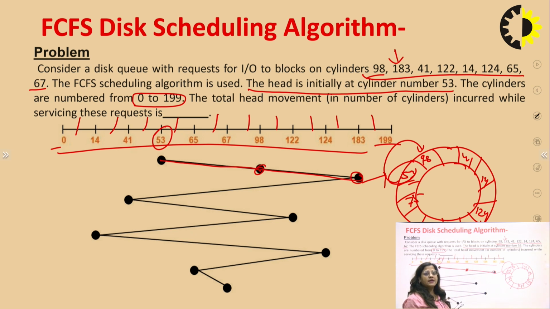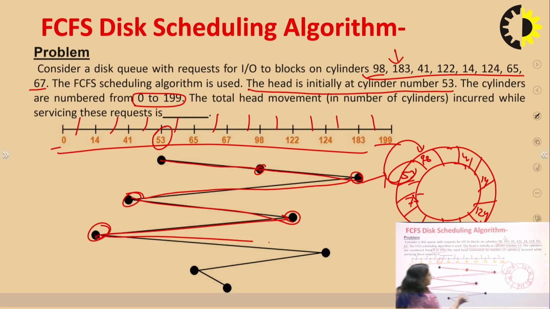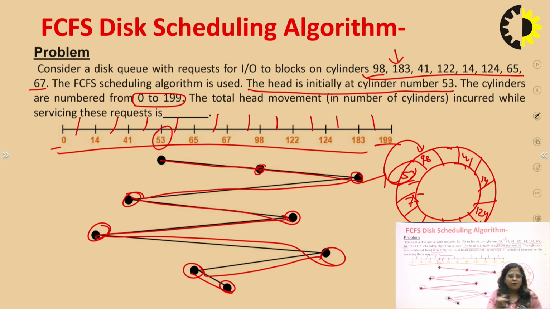Again the next number is 41, which is here. Next number is 122. Next number is 14. Next one is 124, then 65, and the last one is 67. So this looks like a zigzag form.